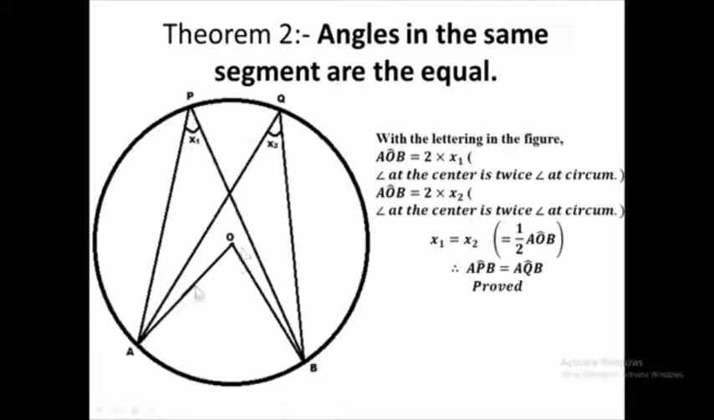I want you to take note of one thing: look at this chord AP and this chord PB. They have the same legs as chord AQ and chord QB. That is why these two angles are the same, because they are in the same segment. That is, angles in the same segment are equal. x1 is equal to x2.